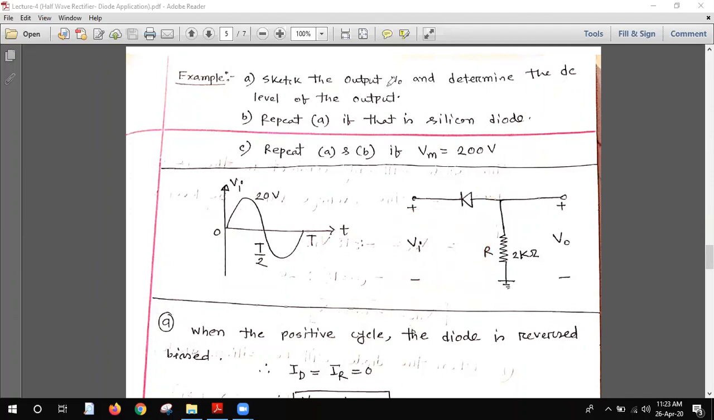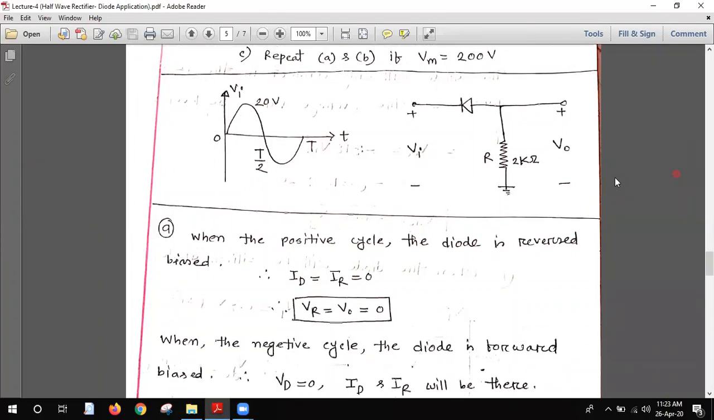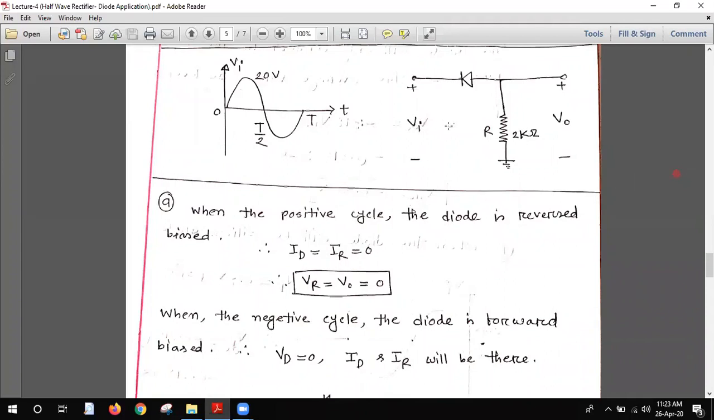You have to sketch the output voltage and determine the DC level of the output. The DC level of the output is basically the average value. So let's find the sketch first. Sketch means you have to draw the output voltage diagram. You see that in the positive cycle, it is reverse biased, so there will be no current flow. So VO, the output voltage, will be zero.